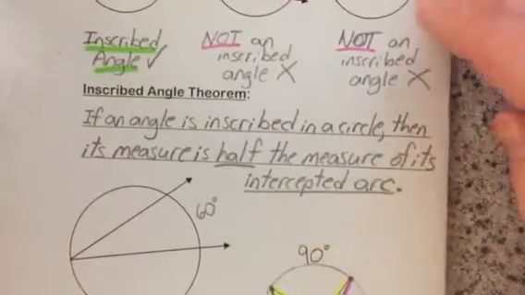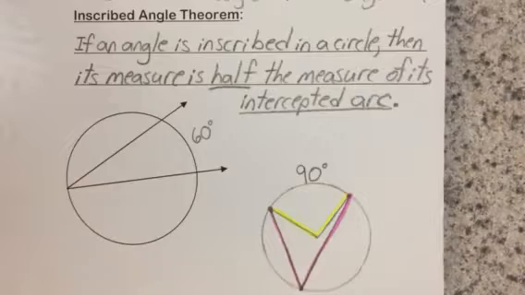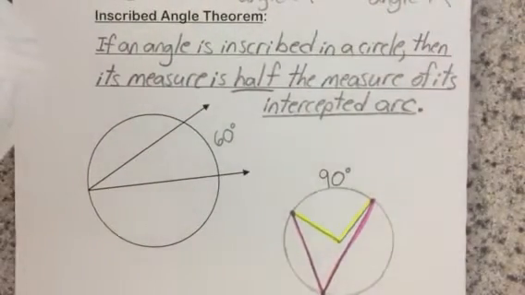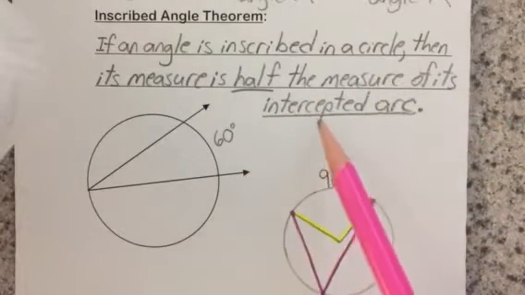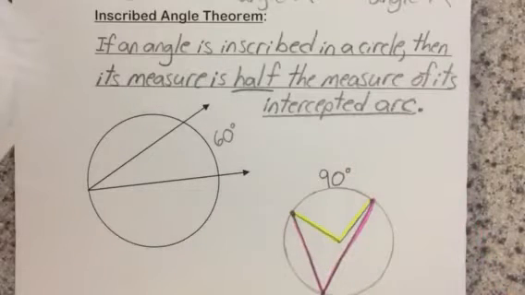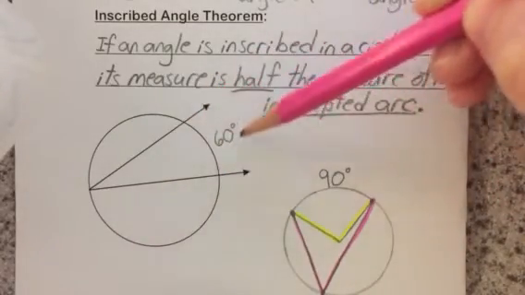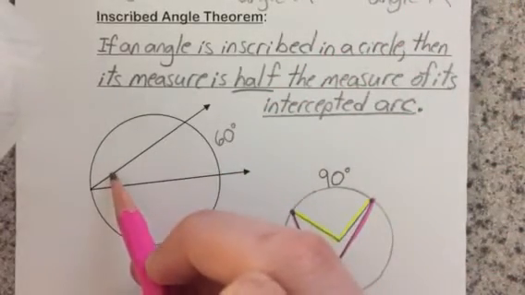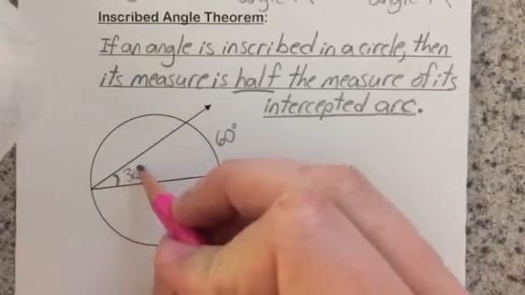Let's take a look at our first theorem called the inscribed angle theorem. This is the most important one. This one says, if an angle is inscribed in a circle, then its measure is half the measure of its intercepted arc. So let's take a look at our example right here. We've got an inscribed angle. We know its intercepted arc is 60 degrees, just a number I made up. So our inscribed angle right here is always going to be half of this measure. So this would be 30 degrees.